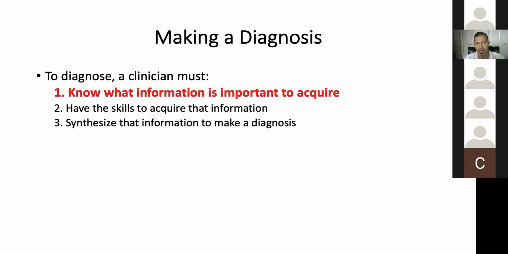So again, to make a diagnosis, a clinician has to know what information is important to acquire, has to have the skills to acquire that information, and then has to synthesize those clues to make a diagnosis. So let's focus for a moment on step one, which is knowing what information is important to acquire. So how do we do this?